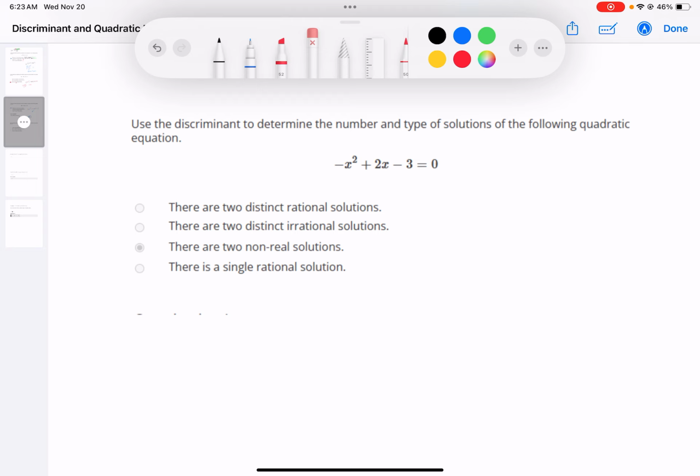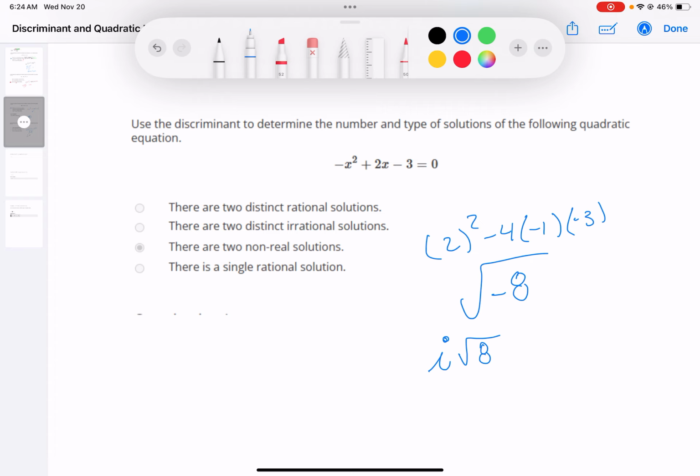So I've got 2 squared minus 4a is negative 1. C would be negative 3. Plug that in my calculator. I get 2 squared minus 4, negative 1, negative 3. Gives me negative 8. Now, if I take the square root of a negative number, I've got to get into some complex or non-real zeros. It's different verbiage, same thing.